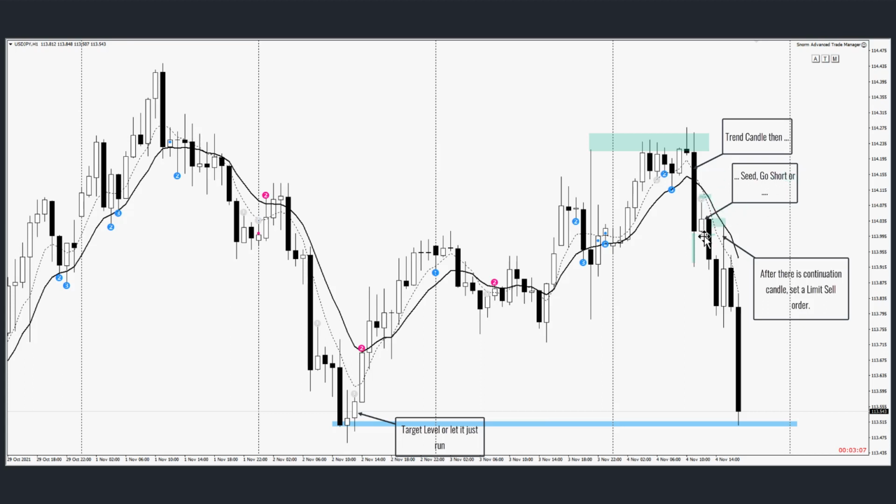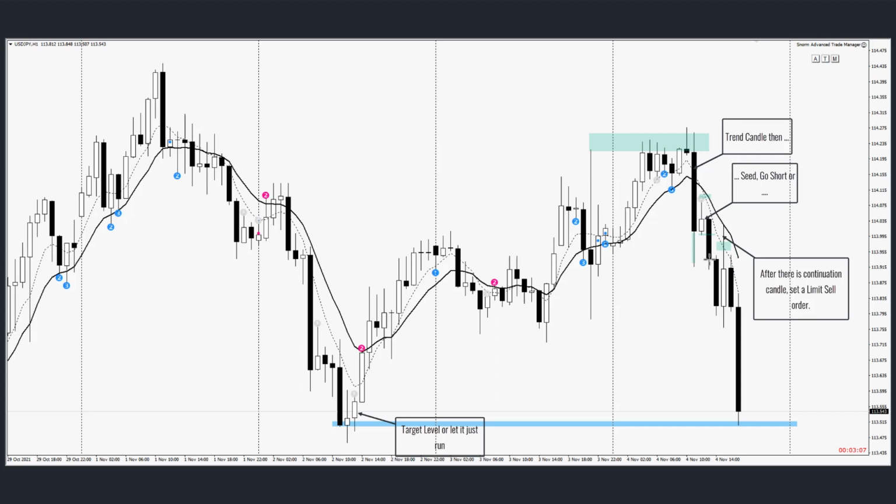If you don't take this, and if you don't like the inside bar concept because it gives you a lot of fake ones, then don't worry about that. Wait for another trend candle, the continuation. Here you have the continuation, probably not just yet because it's not broken, but after that you have the next one. So now you have two trend candles.